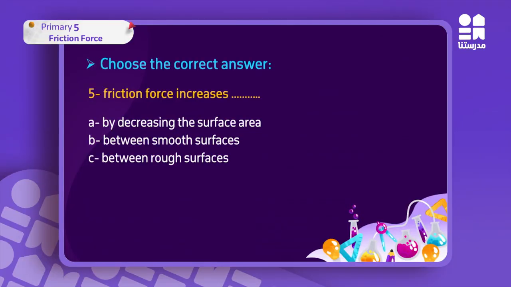Number 5, friction force increases by decreasing surface area, between smooth surfaces, or between rough surfaces. Increases between what? We know friction increases between rough surfaces.